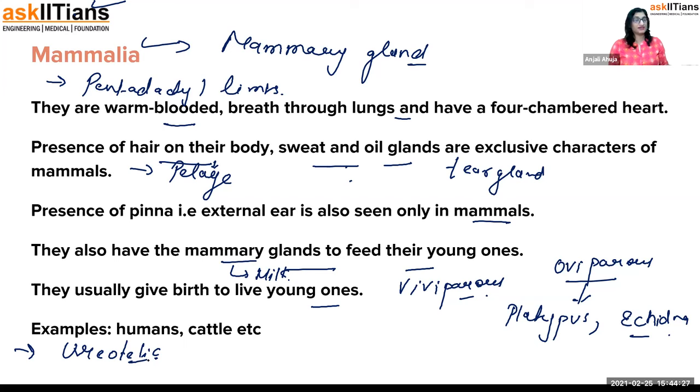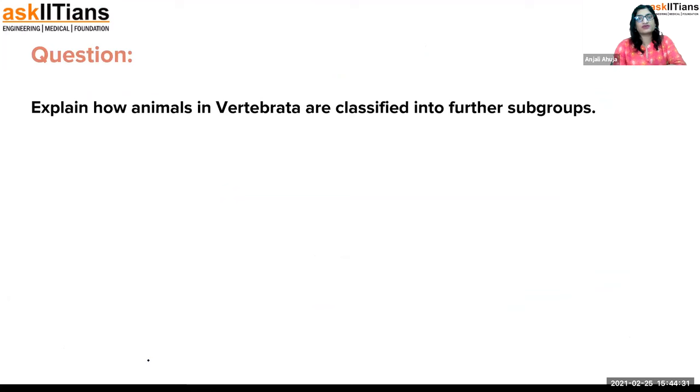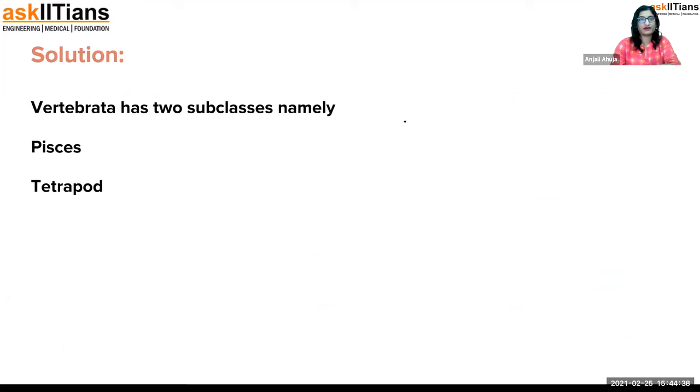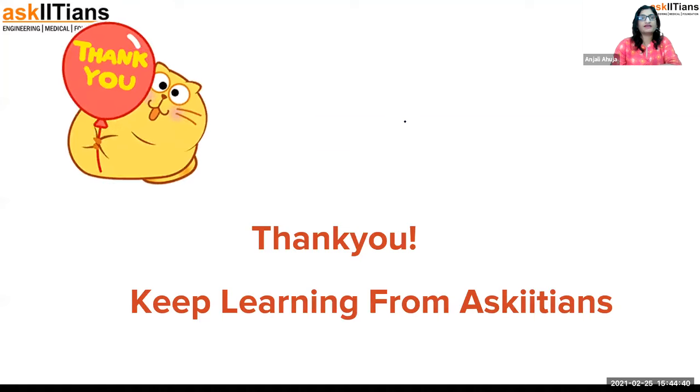Examples, I don't have to tell you, literally. Okay. So now, guys, I suppose there are one or two questions, but that's fine. I'll make the question last. Explain how animals in vertebrates are classified into further subgroups, Pisces and tetrapoda. Okay, so I have added a blank slide there. Let me think about certain questions, and you try to think about the answer.